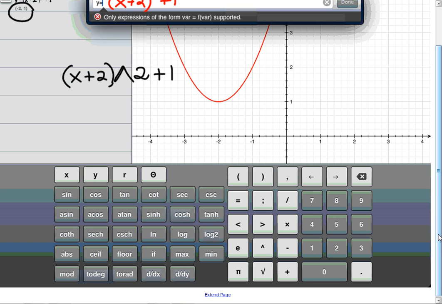And then they say maybe there's more than one, so we're going to ignore it. We know there's only one there. So press enter. And there it is, negative 2, 1. That's your vertex. Your vertex is your lowest point.